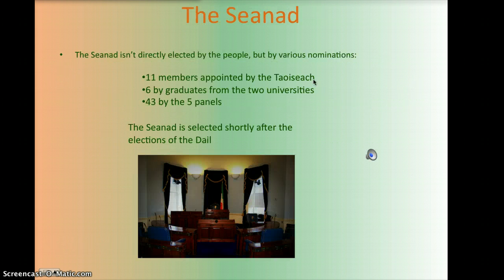The upper house. Now, the upper house is not directly elected by the people, but they are elected through various nominations. Eleven members are appointed by the head of government, 6 by graduates from the 2 universities, which are the University of Dublin and the National University of Ireland. 43 are elected from 5 special panels of nominees. They're also called vocational.